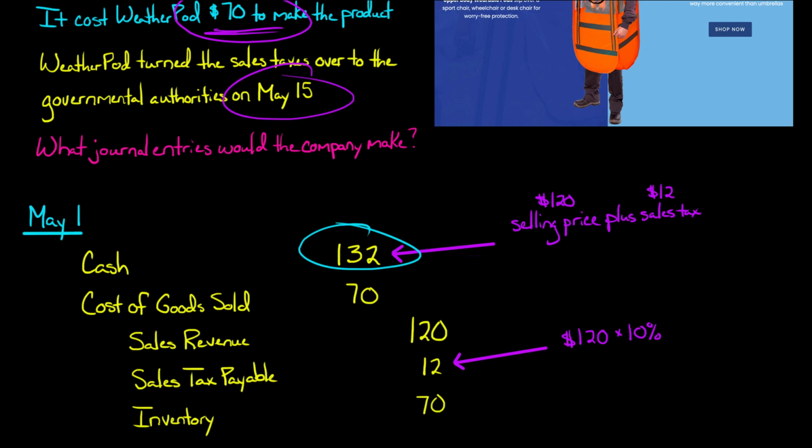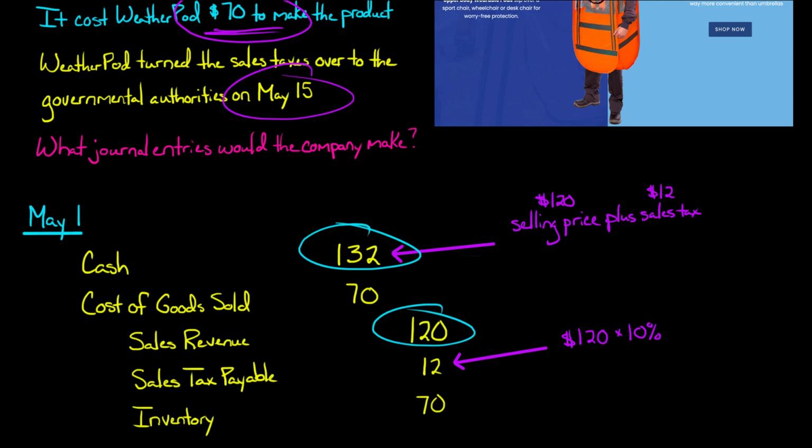So basically it's a normal sale here. The only difference is because sales tax applies to the transaction, the cash is a little higher than if there was no sales tax applying to this transaction. And then note, the thing that throws some people off, the sales revenue is $120. It's the selling price of the product. It does not include, so it's not the $132, because $12 of that $132 is not sales revenue for the company. That's money they're holding on behalf of the government.